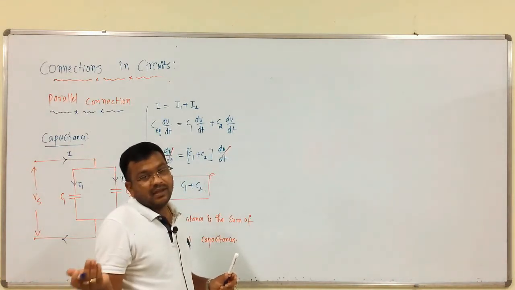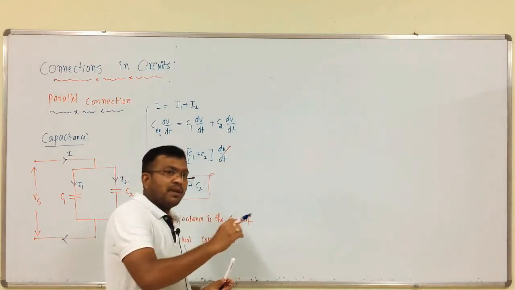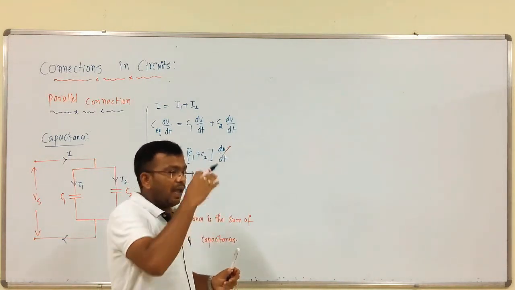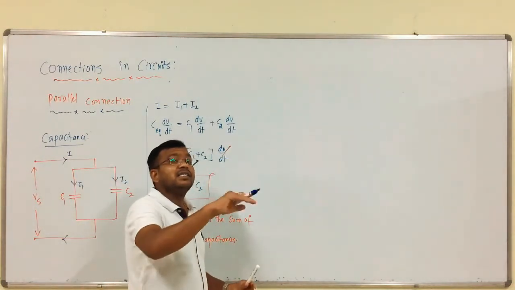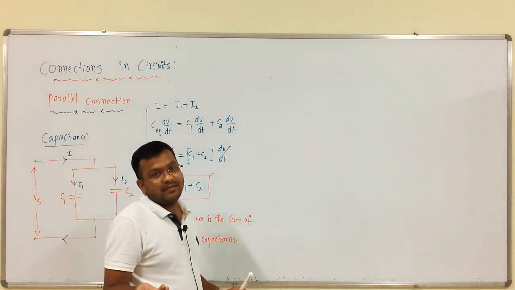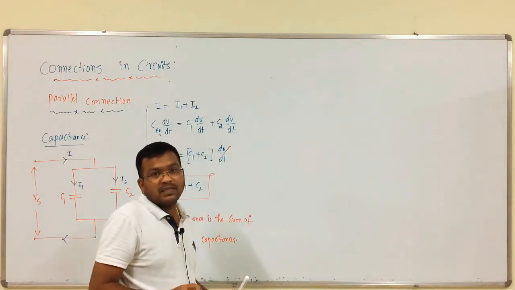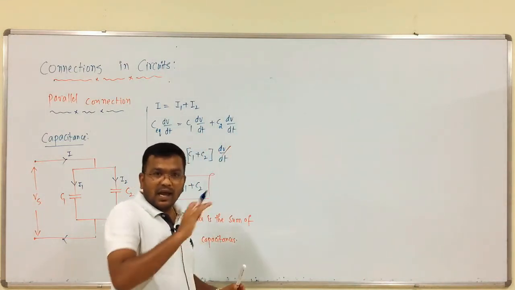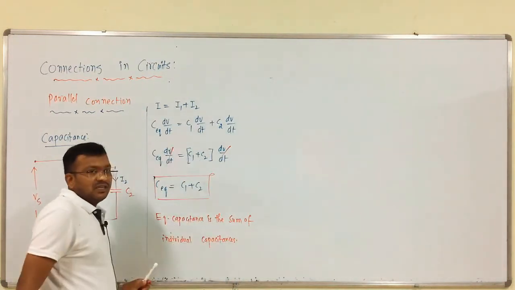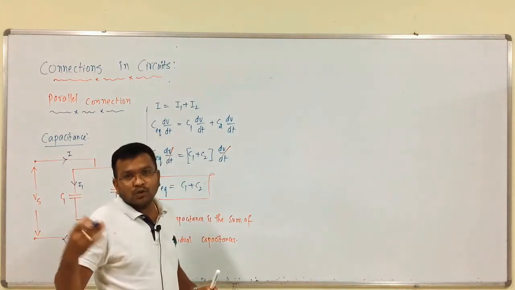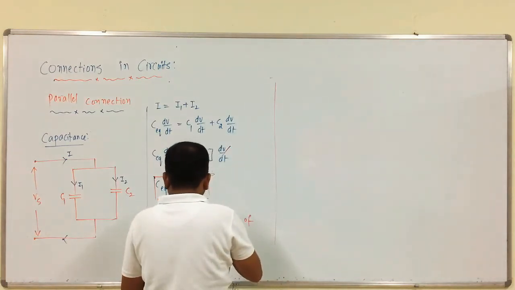For R and L, if they are connected in series, we get R1 plus R2 up to Rn, or L1 plus L2 up to Ln. But for capacitance calculations, you get C1 C2 by C1 plus C2. In the case of parallel connections, we get R1 R2 by R1 plus R2 for R calculations, L1 L2 by L1 plus L2 for L calculations. But for capacitance calculations, we get C1 plus C2 up to Cn. That is it. Therefore, current division.